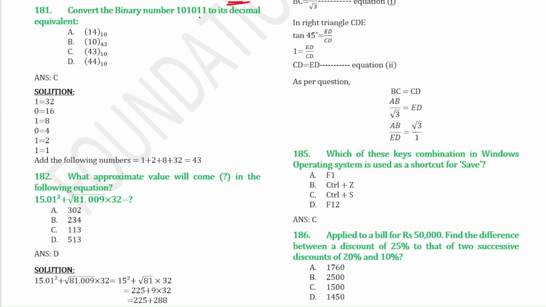Same question as before, you have to convert this binary number to decimal. Write down the values 1, 0, 1, 0, 1, 1. So you come from the bottom part. So 1, double of 1 is 2, double of 2 is 4, 8, 16, 32. Now you will add only the numbers which have 1. So 32 plus 8 plus 2 plus 1 will give you 43.